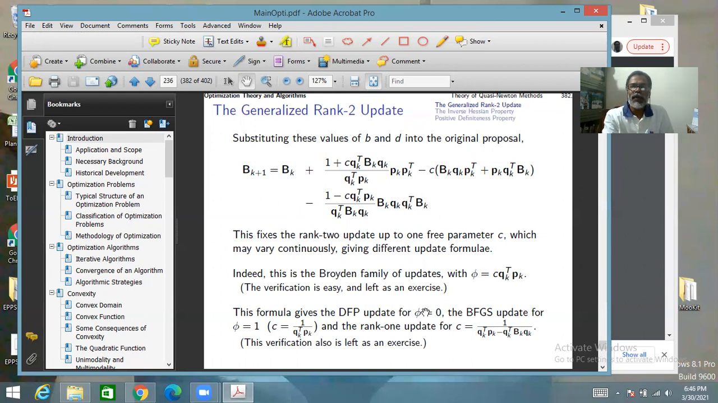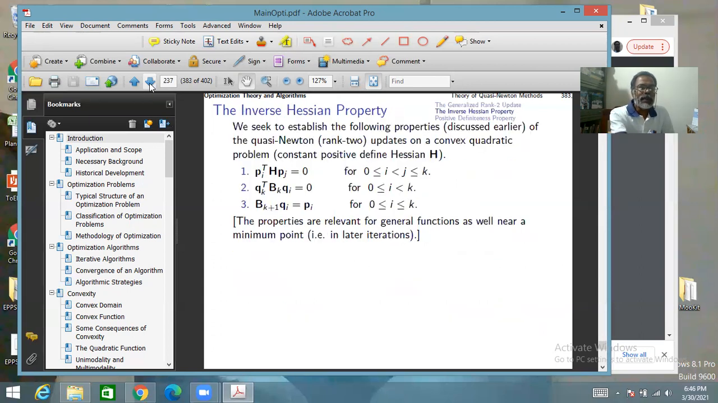And for phi equal to 0, which means C equal to 0, you get the DFP update. For phi equal to 1, which means C equal to 1 by qk transpose pk, you will get the BFGS update. And the rank 1 update you will get for this particular value of C. And this also you can check. This will fit exactly. And we proceed here.